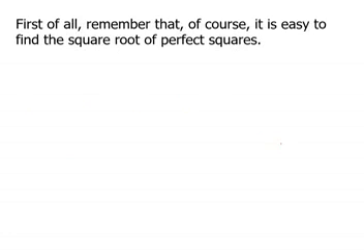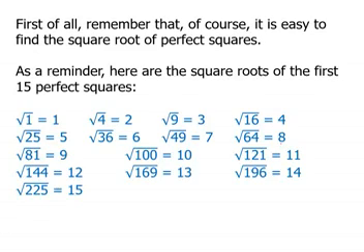First of all, remember, it is easy to find the square root of perfect squares. As a reminder, here are the square roots of the first 15 perfect squares. So for the square root of 49, we're asking what number we multiply by itself to get 49, and of course the answer to that is 7. And similarly for all of these. And these are just good numbers to know.